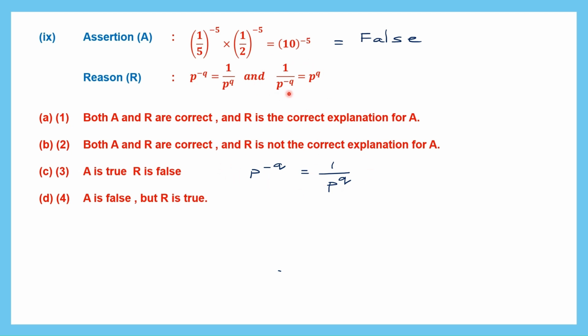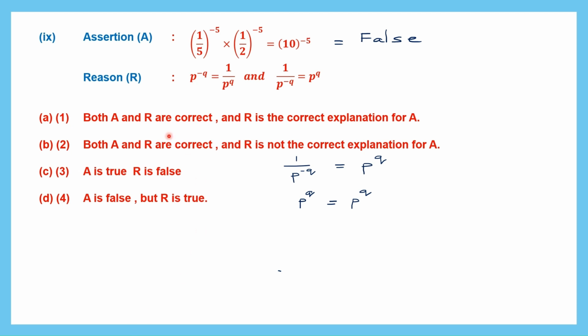Now let's look at the second part. So the second part is (1/p) raised to the power of negative q, and it says this is equal to p raised to the power of q. So when this is negative, to make it a positive power, we write the reciprocal. So 1 by p, the reciprocal is p and the power is q. Left hand side is p raised to the power of q. The right hand side is also p raised to the power of q.